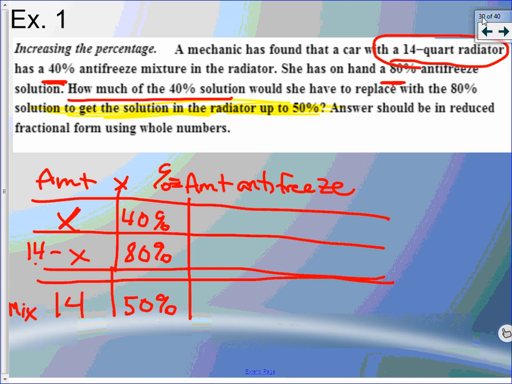Now to get the amount of antifreeze, the equation is at the top. Amount times percent equals amount of antifreeze. Please remember to deal with the percent as a decimal. So this is going to be 0.4x, and this is going to be 0.8 times 14 minus x. What's 0.8 times 14? 11.2 minus 0.8x.